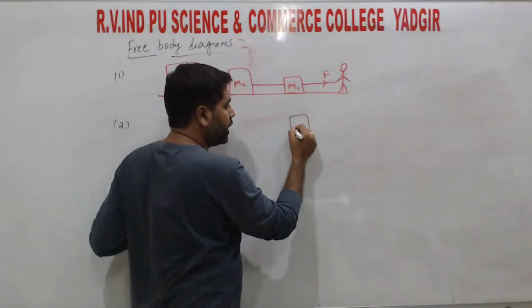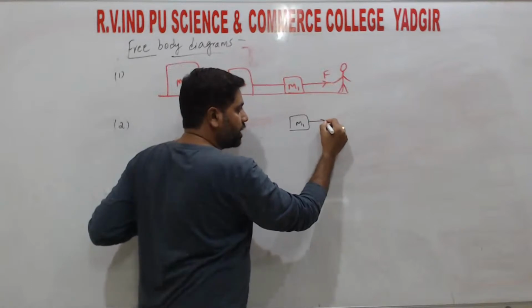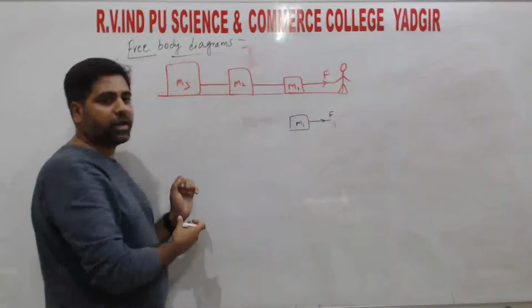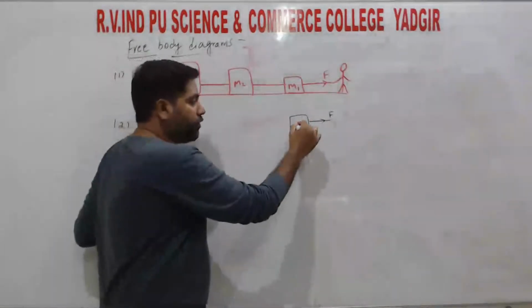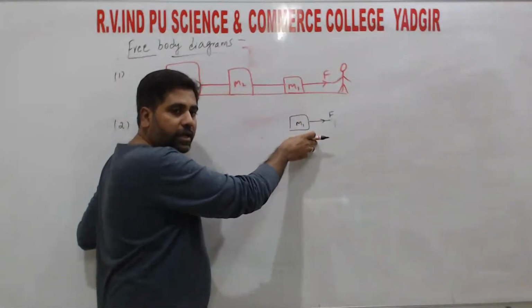So first, we write the free body diagram for M1. The force acting on M1, we take as F. The force is acting on M. That is the first object, M1. Here the weight and the normal force cancel each other, so that's why we are not considering them, right?